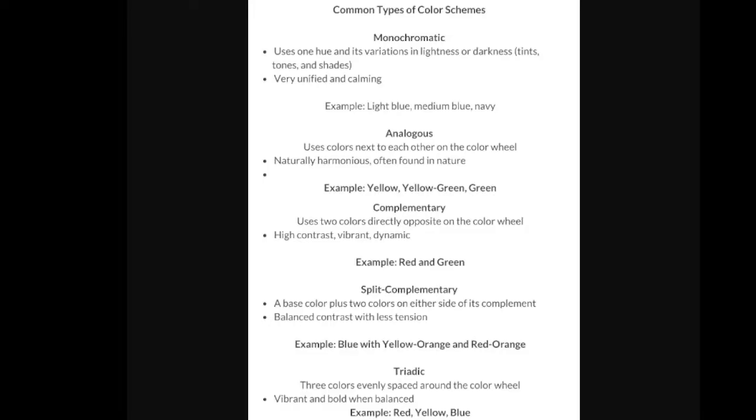Now, analogous colors, what we're working with now, these are colors that are right next to each other on a color wheel, and you usually can find them in nature a lot. A lot of flowers will have very analogous colors. And think of yellow, yellow green, and green. That's another analogous color scheme.